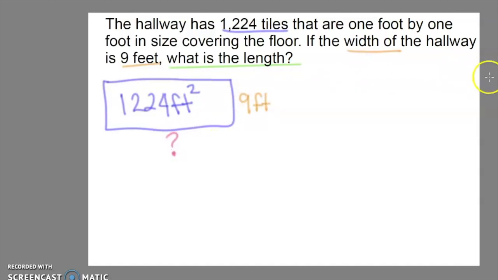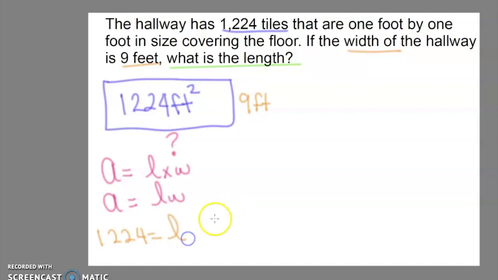Okay, so the second thing we need to write down is our formula. Area is equal to my length times my width. And I told you can also write it as L times W. It's the same. So let's go ahead and plug in what's given. They already said my area is 1,224, which is equal to, I don't know what my length is, but I know what my W is, times 9.